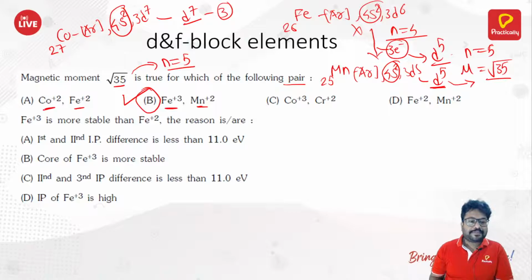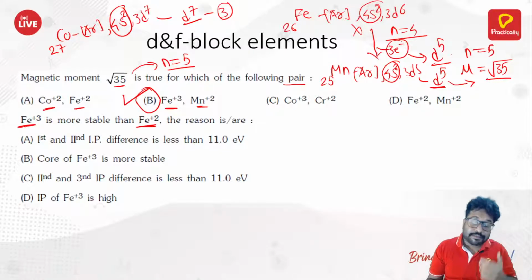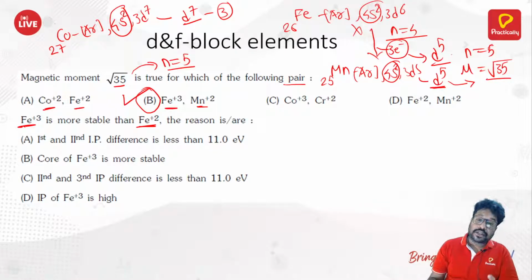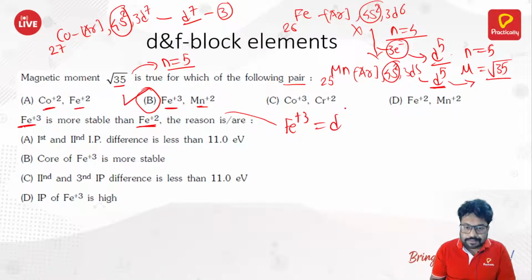Next, Fe plus 3 is more stable than Fe plus 2. The reason is R. Now this is a question where more than one answer is possible. I brought this because I wanted to cover this concept for you. You just saw here Fe plus 3 is a d5 system, right? And Fe plus 2 is a d6 system.